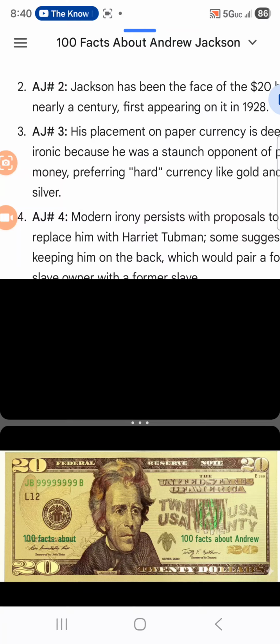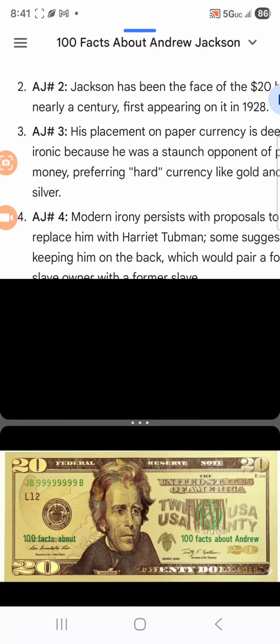AJ number 3. His placement on paper currency is deeply ironic because he was a staunch opponent of paper money, preferring hard currency like gold and silver. Some people say the wealth class did this as a middle finger to Jackson: oh, you hated paper currency, so we will put you on it. It's kind of like putting Gandhi on a bomb. He's like the king of peace. You put Gandhi on a bomb, or you put Martin Luther King in a little Klan hat, something like that.